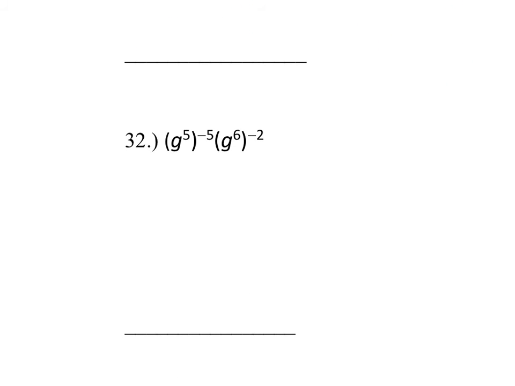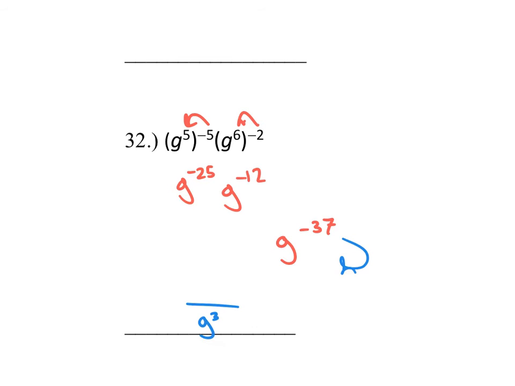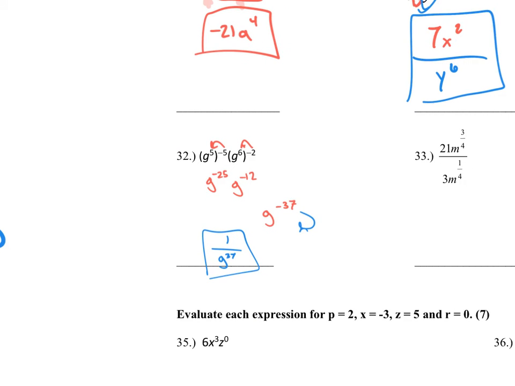This is the power rule, where if you have an exponent to an exponent, you multiply. And then it's same base, add. And since that's a negative exponent, we'll need to take the reciprocal and get the g to the 37th power in that denominator.